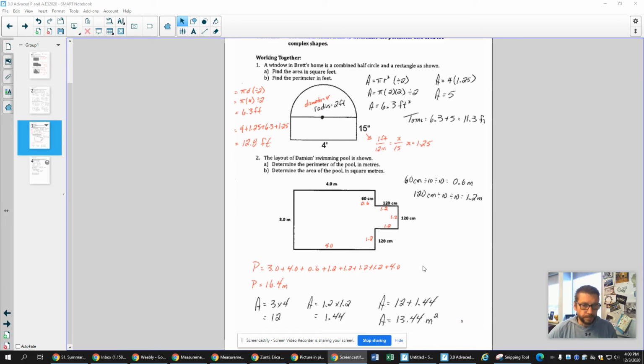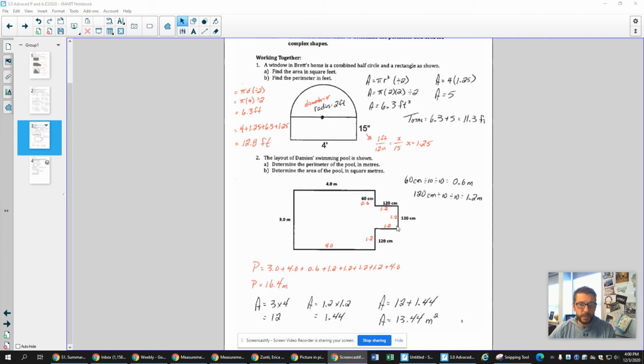Question 2. Question 2 isn't that bad, except I've got centimeters and meters mixed up. So I need to go back to my stairs. And remember, centimeters, I'm going up a couple of stairs. So 60 centimeters up 2 stairs, I divide by 10 twice, is 0.6 meters. 120 centimeters going up 2 stairs, divide by 100, is 1.2 meters. So my 60 centimeters becomes 0.6. My 1.2 is from the 120.